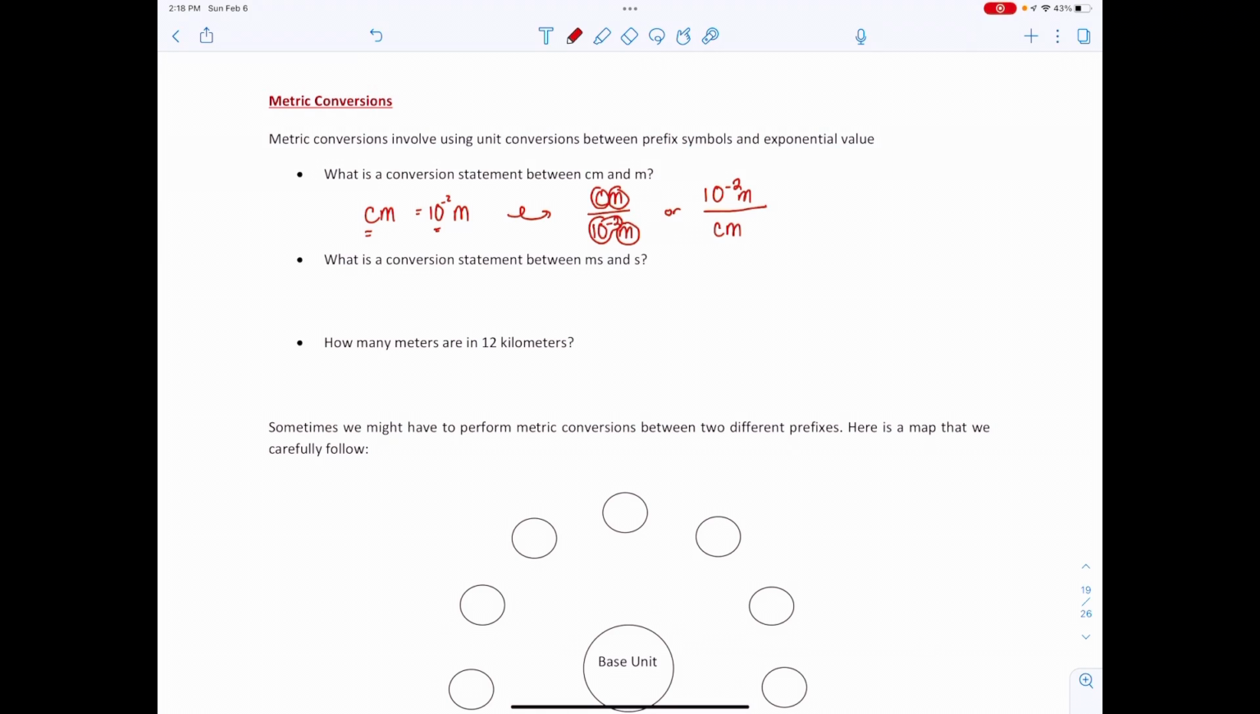And let's take a look at another statement here. This is between ms and s. Okay, so I can say, well, millisecond, this is the same thing as 10 to the power of negative 3 seconds, right?